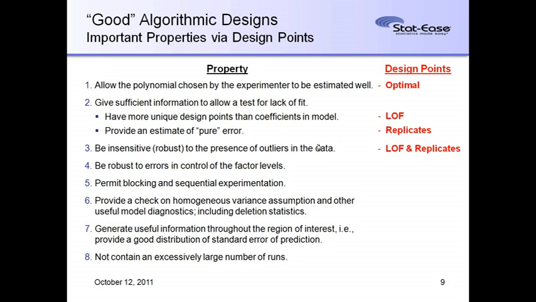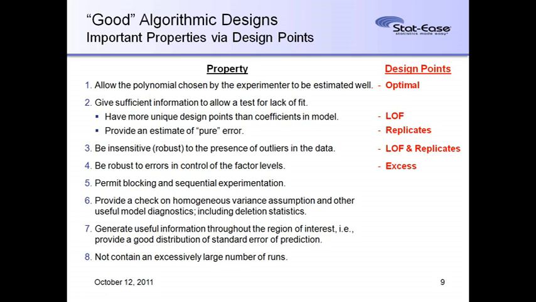That means that we have to have extra points beyond what are needed to just fit the model. And the lack of fit points and the replicates help us out there. We want to be able to be robust to errors in the control factor levels. Well, that's where if we do more than the minimum number of points.